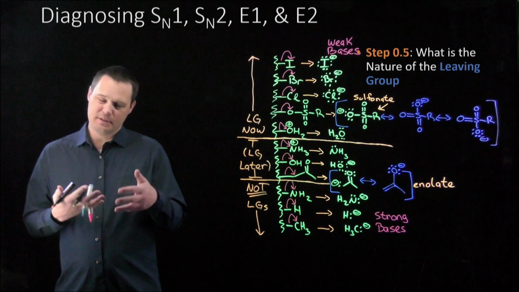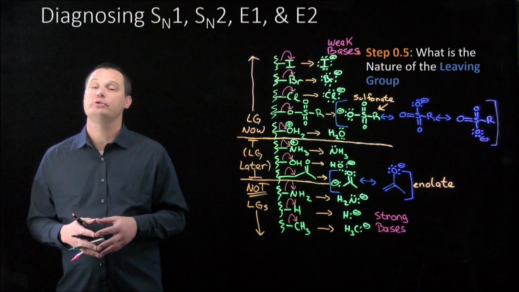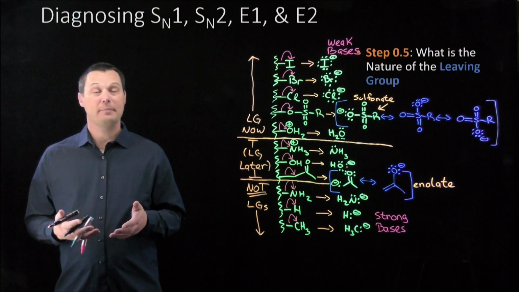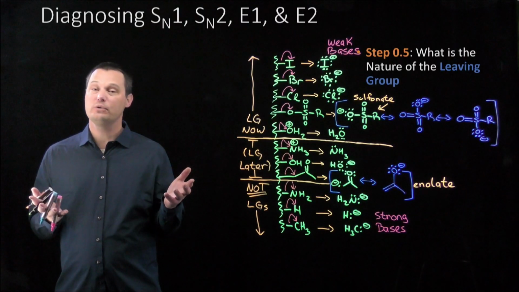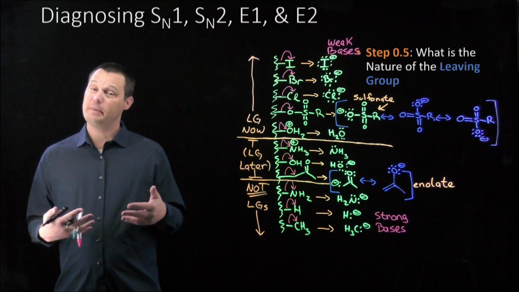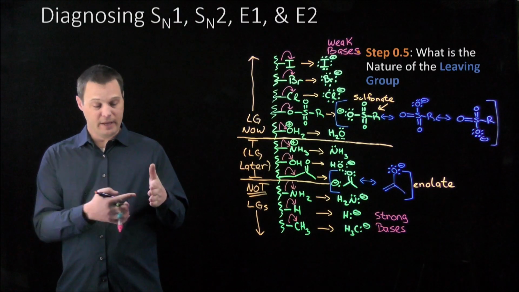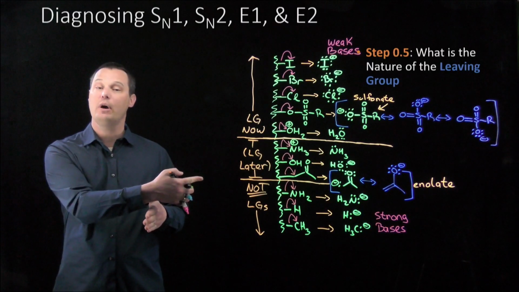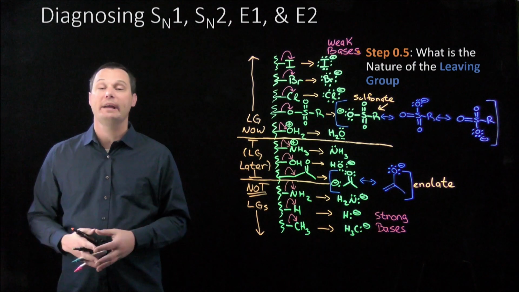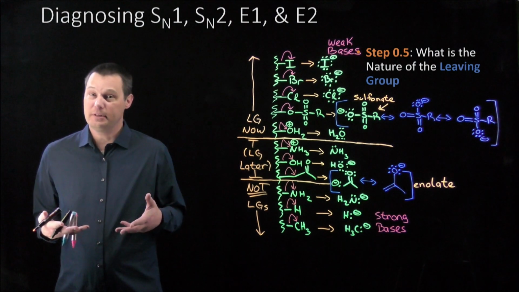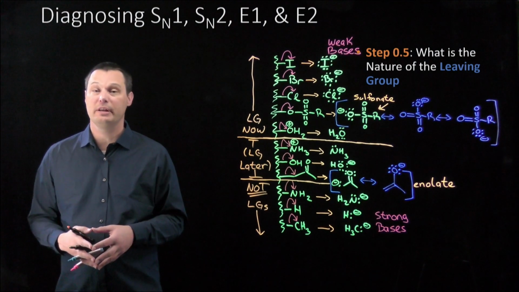The first half step of our journey in diagnosing a substitution or elimination reaction is a quick stop to see if we have a competent leaving group in the molecule. It doesn't help us diagnose which mechanism is taking place, but before we spend our time doing that, we need to see if we have a competent leaving group that'll allow us to continue on with the mechanism, or if we don't have a competent leaving group and we just stop because no reaction can take place. If we don't have a competent leaving group, we can't do a substitution or elimination reaction at all.